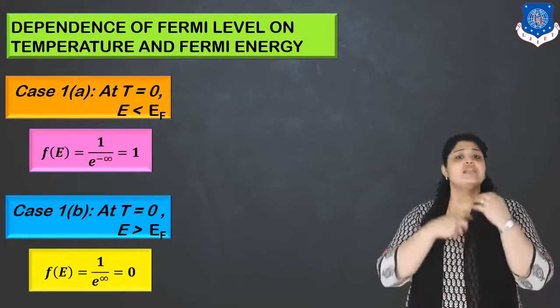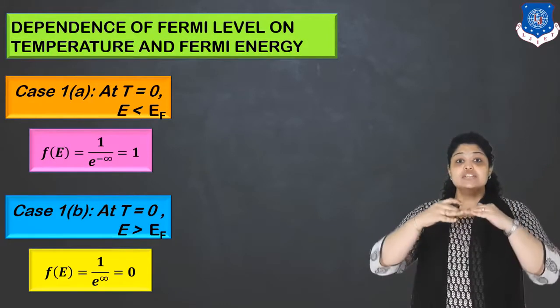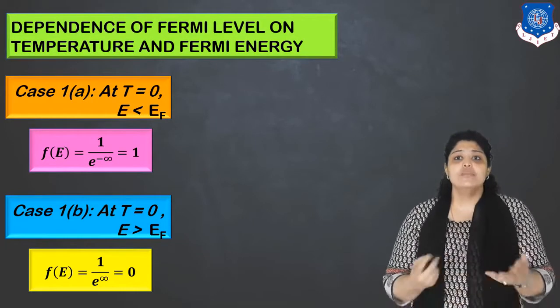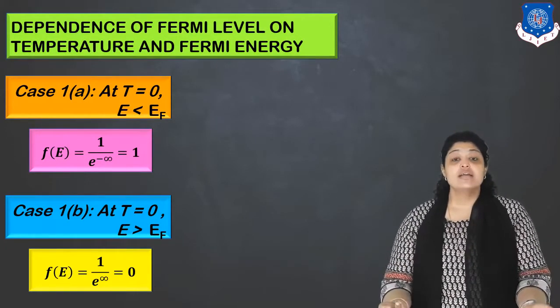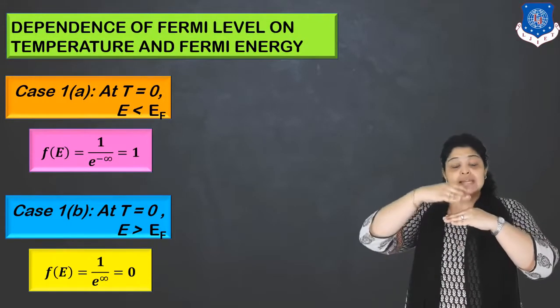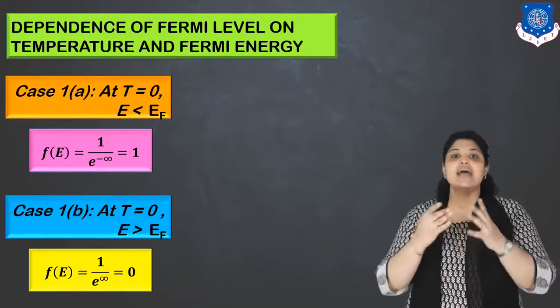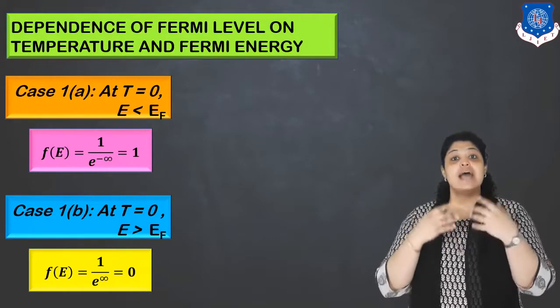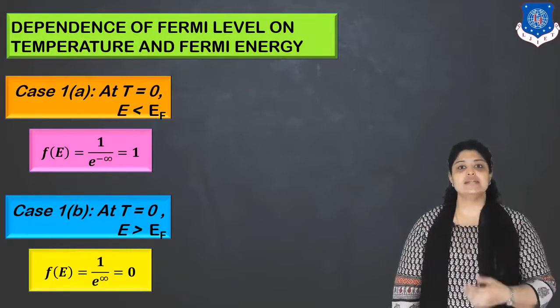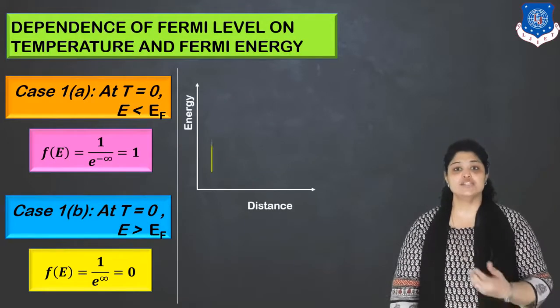At 0 Kelvin, where there is no energy, the energy level which is above EF will be empty. Obviously, because we are not giving energy. And at absolute 0, the maximum level which is occupied is EF. So any level above EF will not have any electron, or it will be empty. Let's clearly understand what the variation is.